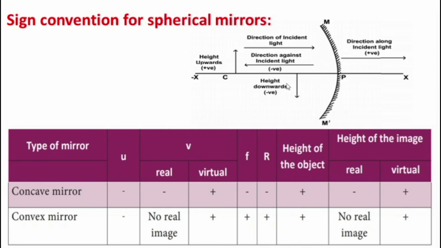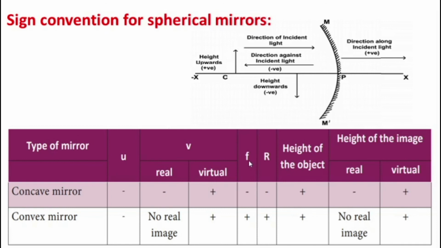The image is formed on this side. So we measure in the direction against the incident light. So a real image contains a negative sign. A virtual image, in the last case, we get the image inside, behind the mirror. So that is the direction along the incident light, so that is positive.